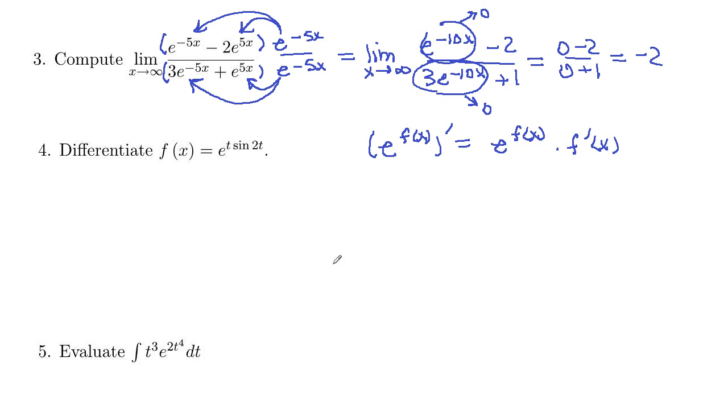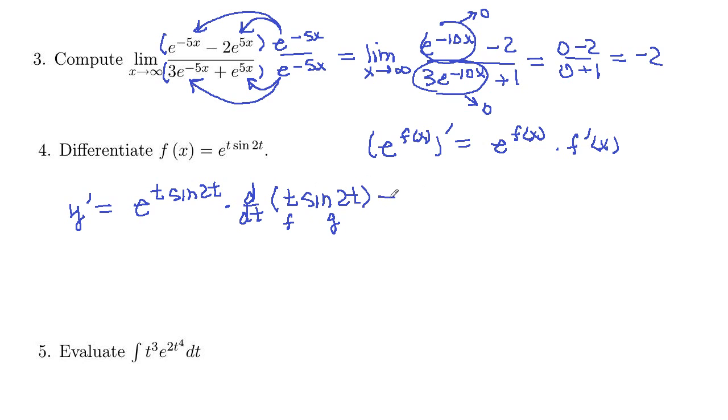That's chain rule. So we differentiate this guy, our y prime, then is going to be e to the function t sine 2t, and then times the derivative of this smaller inside function, so times derivative with respect to t of t sine 2t. Now that's a product of two functions, so we got to use a product rule here. So let's call this f, and the sine 2t will be our g. So this part's going to stay the same, so e to the t sine 2t.